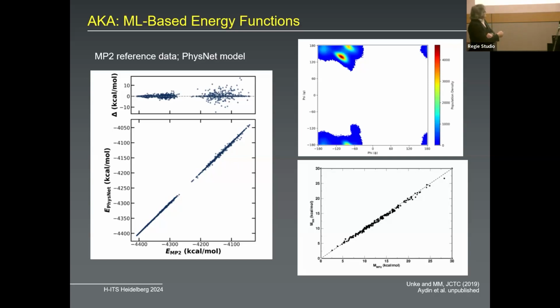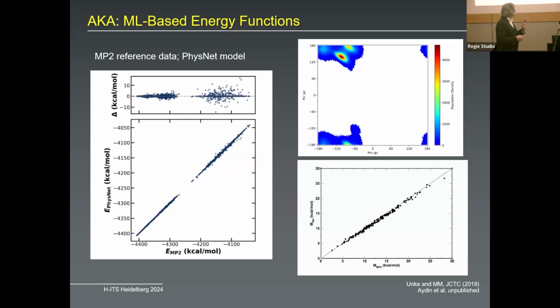And what the student then did is put it into solvent. This is gas phase. The energy function is optimized to gas phase. Now we put solvent around it, sample again, and then she calculated reference data for structures and compared with the neural network, and you see the performance is still quite good. So this is not fitted to structures that are visited in solvent, and still the force field is quite robust.